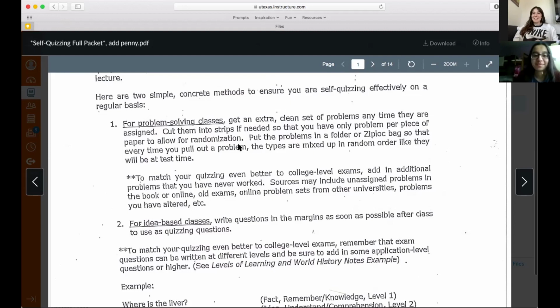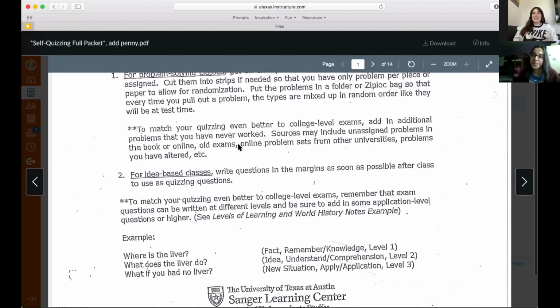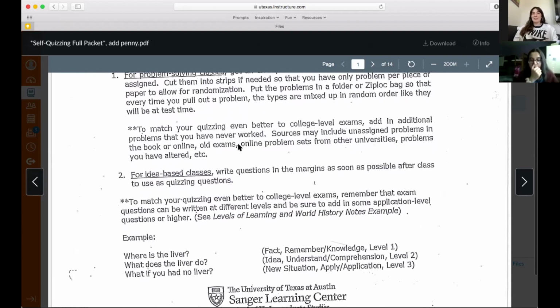Amazing. The next strategy for idea based classes is to write questions in the margins as soon as possible after class to use as quizzing questions. So, how realistic does that sound to you? I think that's pretty realistic, especially like after class. I guess that could help me with reviewing, you know? I completely agree with that.